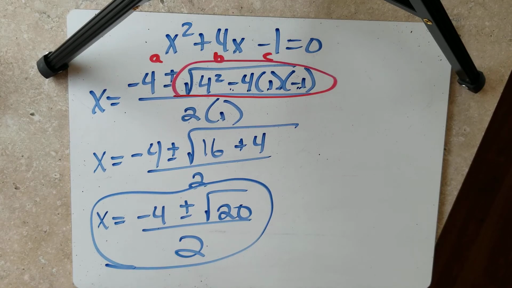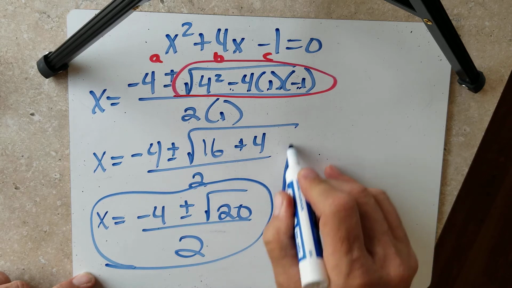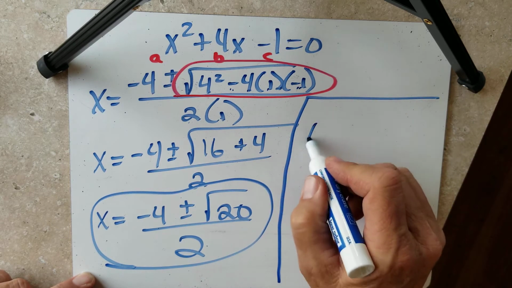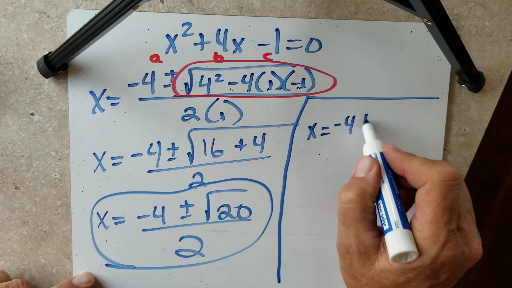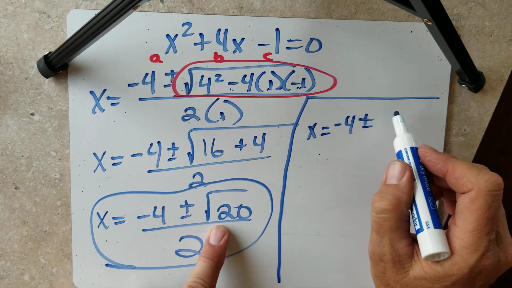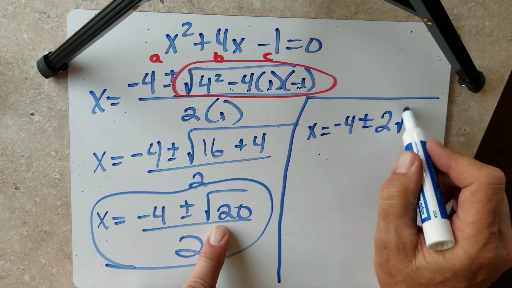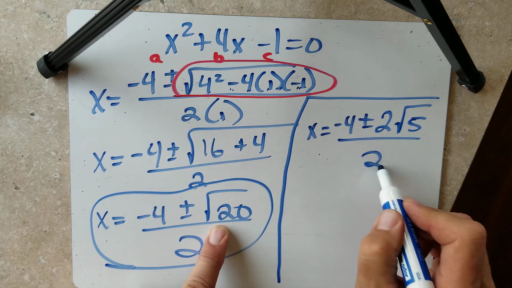Let me show you what I'm going to do to simplify that. Of course, the square root of 20, I'm pretty sure you all know what that is, right? x equals -4 plus or minus... I'd have to write that in simplest radical form. Wouldn't that be 2 radical 5 over 2, like that?